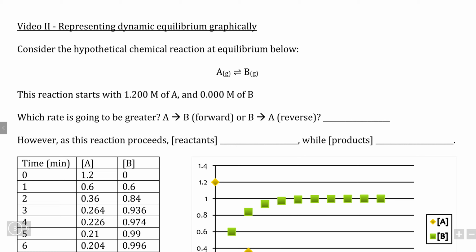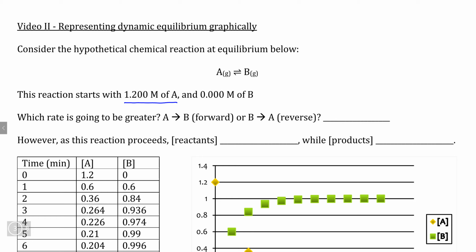In this video, we're going to look in more detail about how dynamic chemical equilibrium forms and look at how we can represent equilibrium systems graphically. If we consider this hypothetical equilibrium system where A represents all of our reactants and B represents all of our products, let's look at how an equilibrium system forms by starting with 100% of our mass being in the A form here with nothing in the B form.